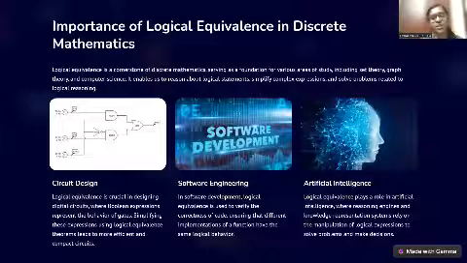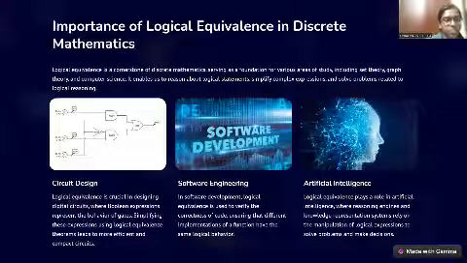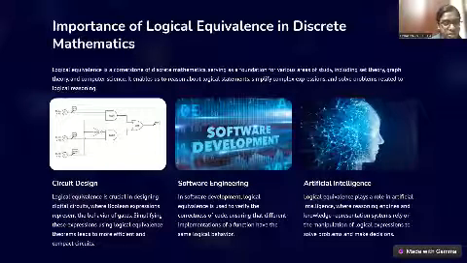Importance of logical equivalence in discrete mathematics. Logical equivalence is a cornerstone of discrete mathematics, serving as a foundation for various areas of study, including set theory, graph theory, and computer science. It enables us to reason about logical statements, simplify complex expressions, and solve problems related to logical reasoning. In circuit design, logical equivalence is crucial in designing digital circuits where Boolean expressions represent the behavior of gates. Simplifying these expressions using logical equivalence theorems leads to more efficient and compact circuits.